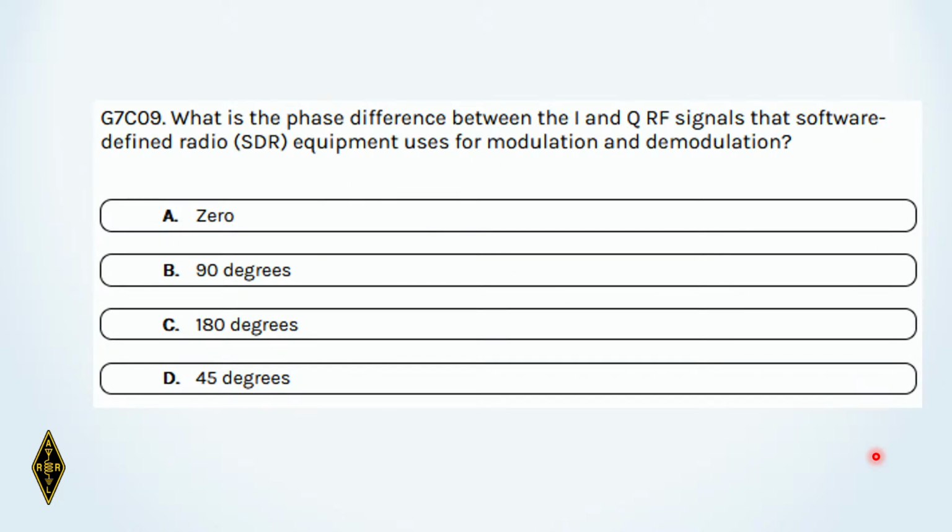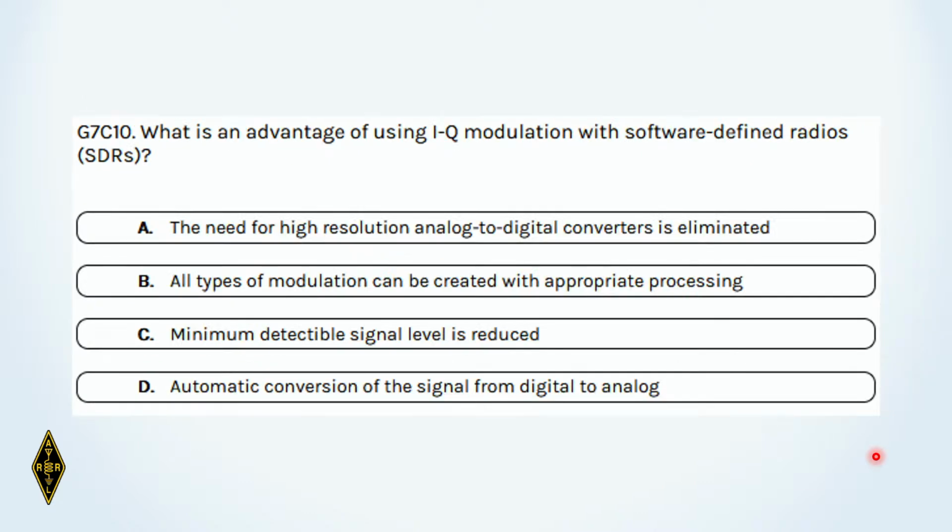And what is the phase difference between the I and Q RF signals that software-defined radio equipment uses for modulation or demodulation? Bravo. Yeah, they're 90 degrees apart. And what is an advantage of using I and Q modulation with software-defined radios? Bravo. Yeah, all types of modulation can be created with the appropriate processing.